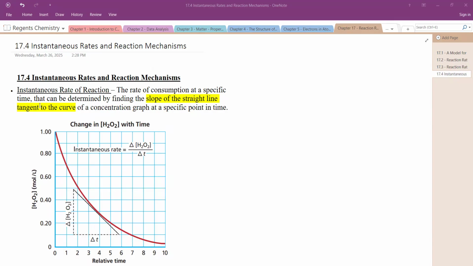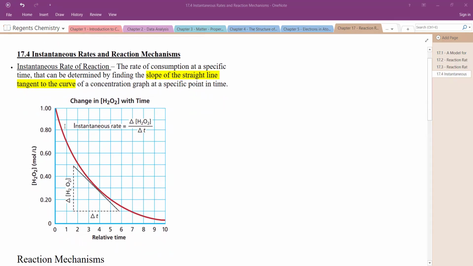Okay, so to jump right into it, an instantaneous rate of reaction is the rate of consumption or of production at a specific time. If I'm looking at this graph of concentration of my hydrogen peroxide over time, I'm wondering what is my rate of reaction at 3.5 minutes? I'd like to know that.